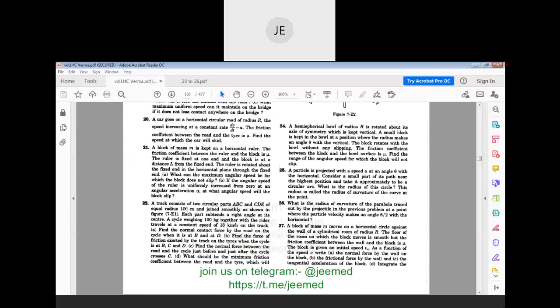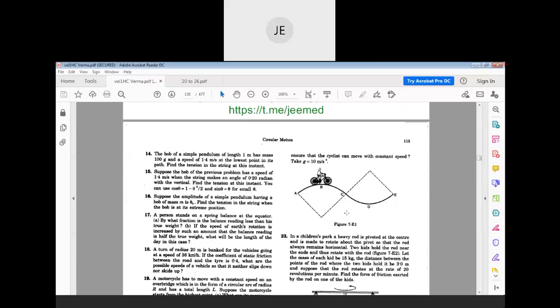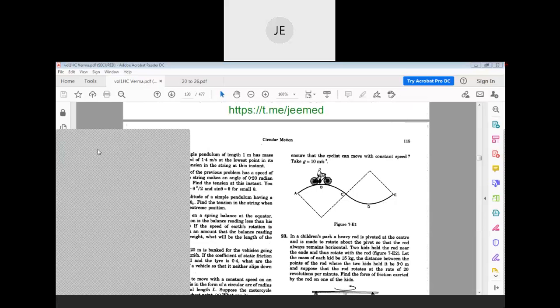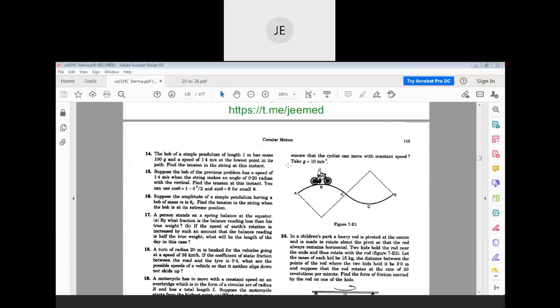A track consists of two circular parts ABC and CDE of equal radius. So that is important, equal radius, 100 meter, and joined smoothly as shown in that figure. Okay. Each part subtends a right angle at its center. Each part subtends a right angle at its center. Let me also show this image.